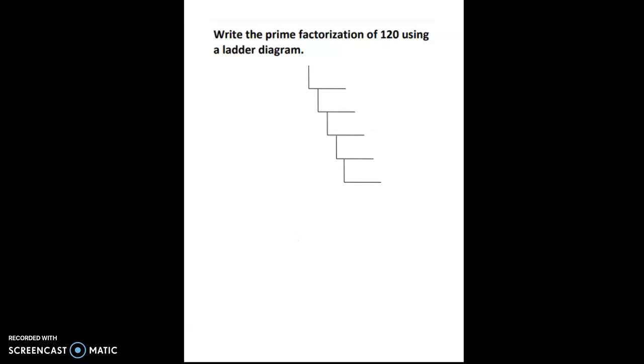Now let's look at it with the ladder diagram. Writing in 120, 120 is even, so we divide by 2. That leaves us 60. 60 is even, so we divide by 2 again, which gives us 30. 30 is still even, so we divide by 2 again, which gets us 15. 15 is divisible by 3, so we divide by 3, which gives us 5, and 5 is divisible by 5 since it is a prime number.